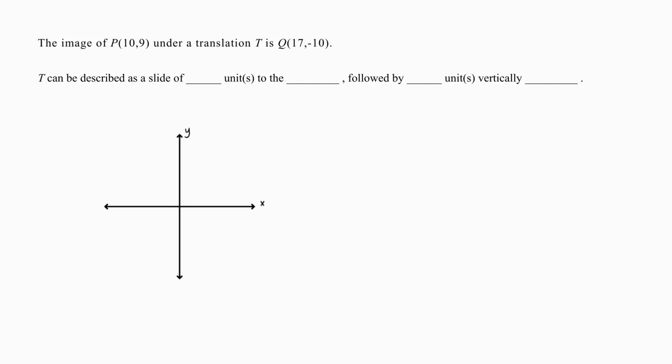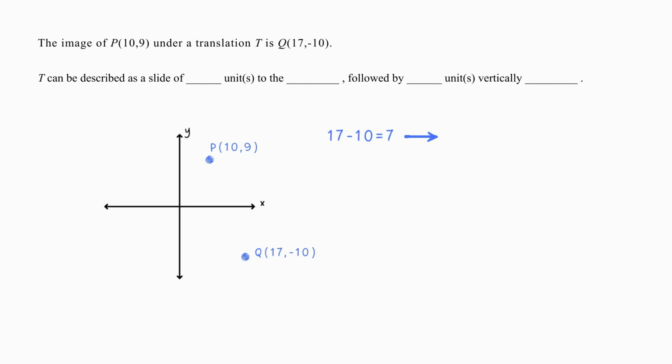To solve this question, we just need to compare where our point started at P to where it ended up at Q. The x-coordinate tells us how far to move left or right. The x-coordinate of P is 10, and the x-coordinate of Q is 17. To find the difference, we subtract. 17 minus 10 is equal to 7. Since the number increased, it moved from 10 to 17, we moved 7 units to the right.